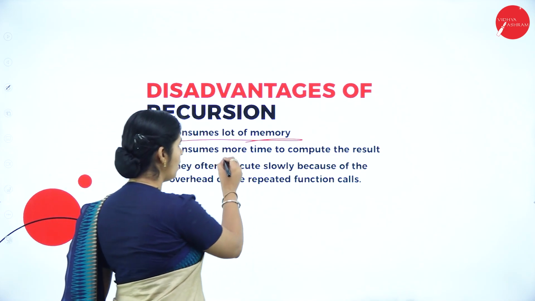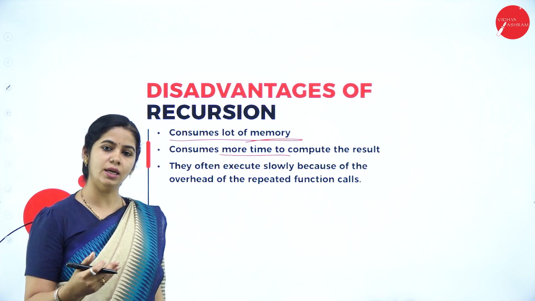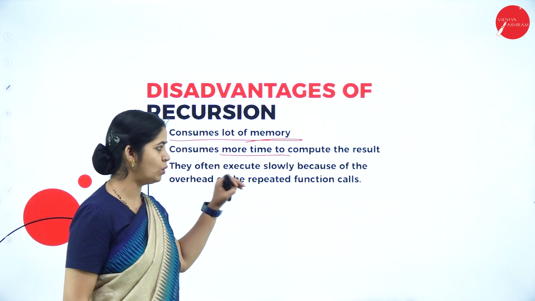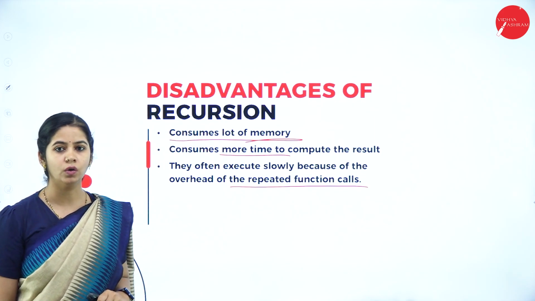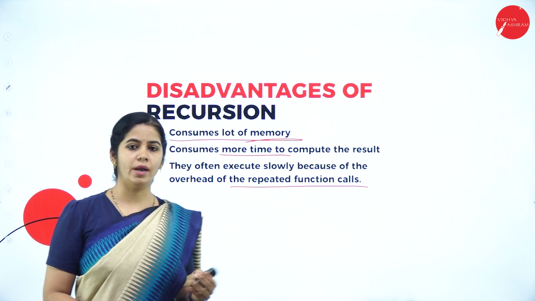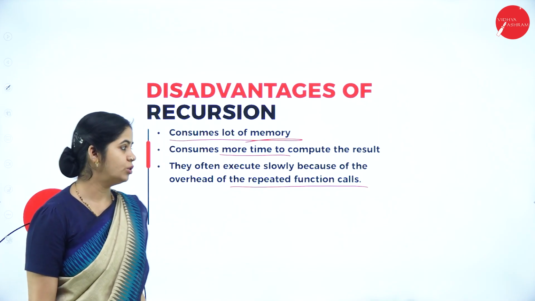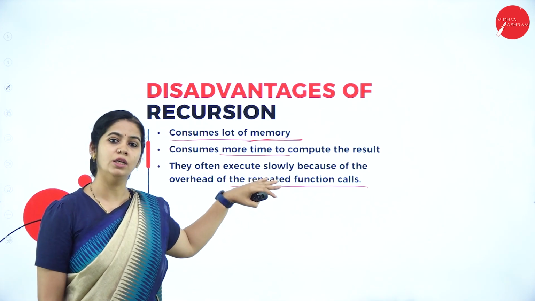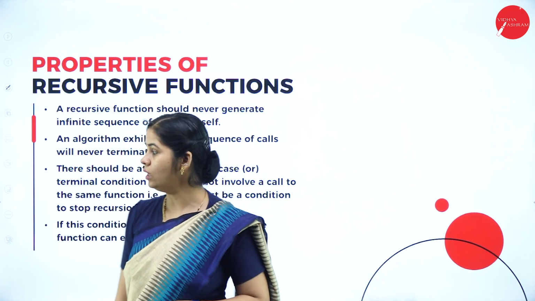It consumes more time to compute. As we have a number of steps to be computed, it consumes a large amount of time. They often execute slowly because of the overhead of repeated function calls. As the function calls itself many times, there will be an overhead. So these are the three major disadvantages we have in recursion: it consumes a lot of memory, it takes more time to execute, and it may lead to overhead.